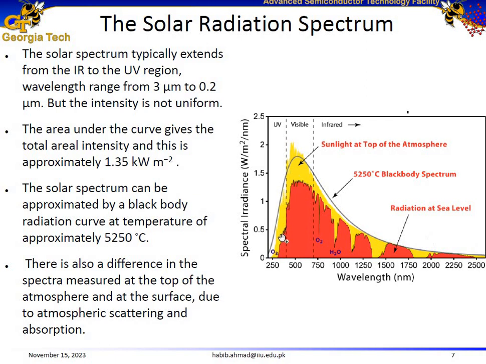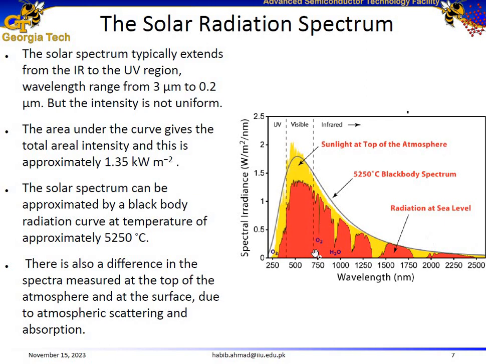Then the yellow portion over here is sunlight at the top of the atmosphere. As you can see, the yellow portion kind of replicates black body radiation at 5250 degrees C. Then the red region represents the solar spectrum at sea level. Now you see that the intensity of the solar spectrum at sea level is lower as compared to sunlight at the top of the atmosphere.